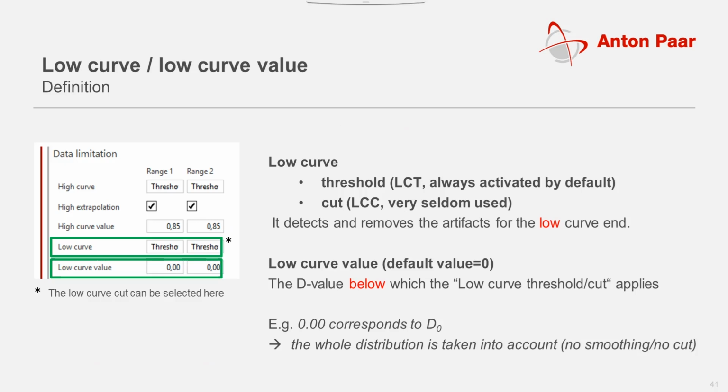Similarly to the high curve, there are two options for the low curve: the low curve threshold, which is always activated by default, and the cut, which is very seldom used. In both cases, the low curve detects and removes the artifacts at the low curve end. As for the high curve threshold, there is a low curve value, and below this value applies the low curve. By default, you find 0 in the software. This means that the whole distribution is taken into account and no smoothing or cut will be applied.